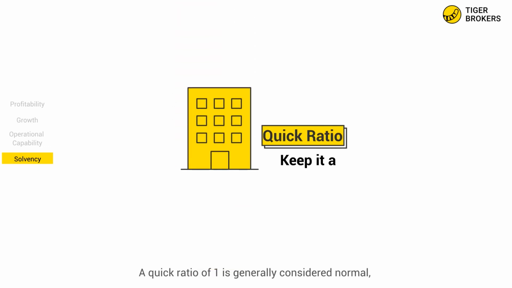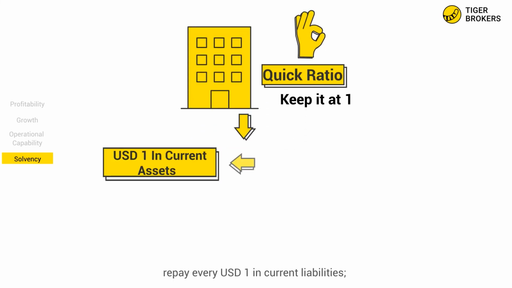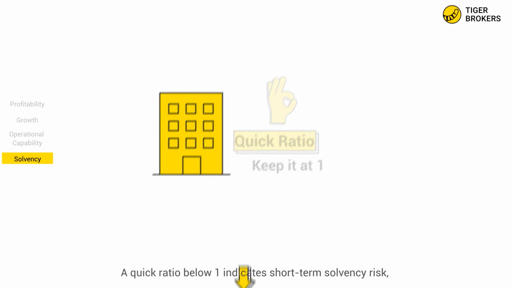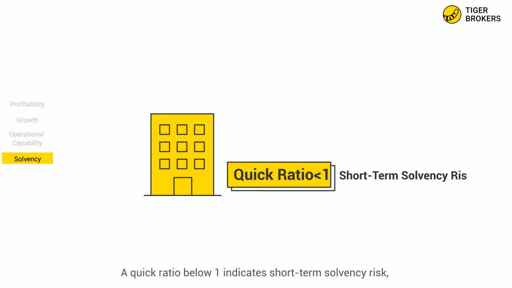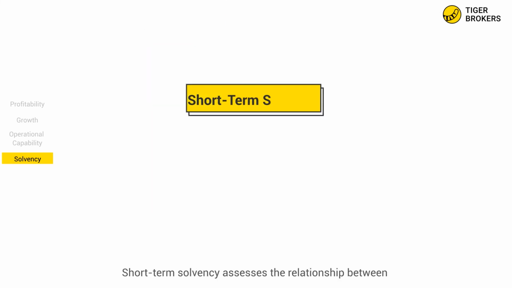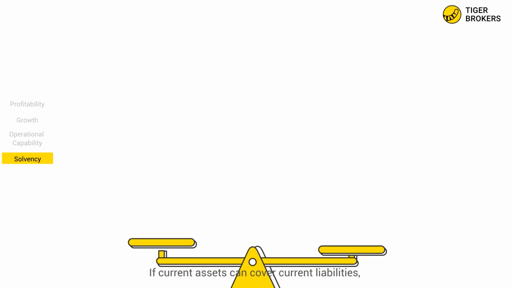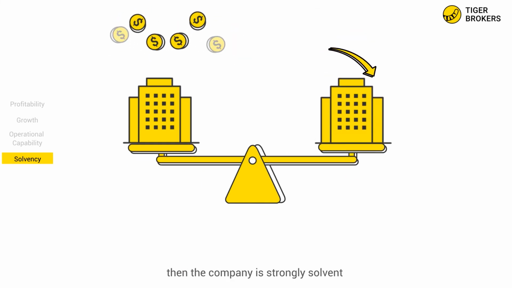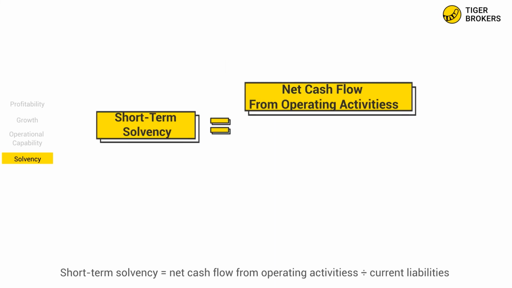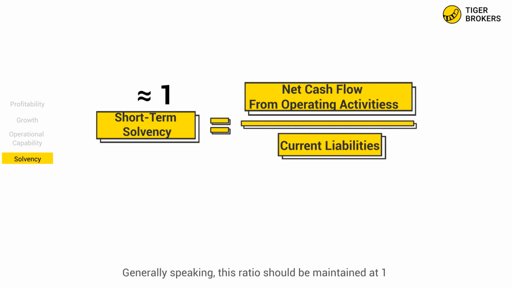A quick ratio of 1 is generally considered normal, indicating there is $1 in current assets available to repay every $1 in current liabilities. In other words, solid short-term solvency. A quick ratio below 1 indicates short-term solvency risk, while a quick ratio far above 1 indicates weak cash management. Short-term solvency assesses the relationship between the current assets and current liabilities of a company. If current assets can cover current liabilities, then the company is strongly solvent. Short-term solvency equals net cash flow from operating activities divided by current liabilities. Generally speaking, this ratio should be maintained at 1.